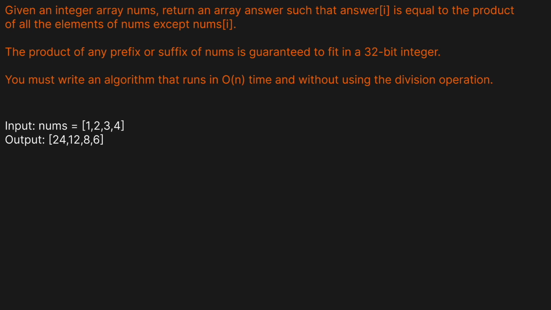Alright, let's read the question prompt. Given an integer array nums, return an array answer such that answer of i is equal to the product of all the elements of nums except nums of i. The product of any prefix or suffix of nums is guaranteed to fit in a 32-bit integer, and you must write an algorithm that runs in big O of n time without using the division operator.